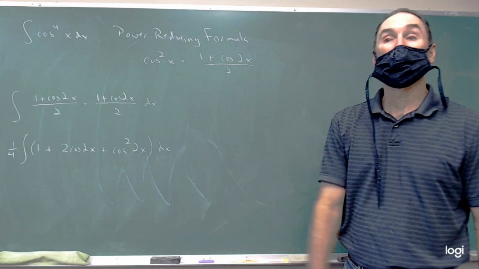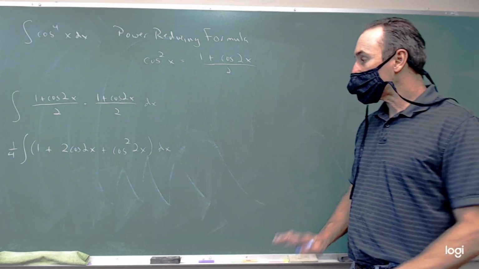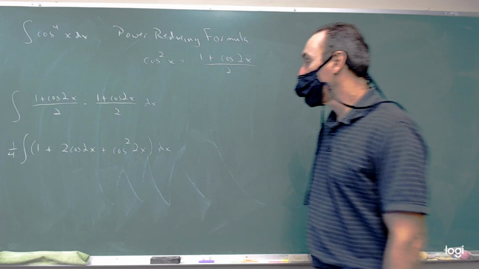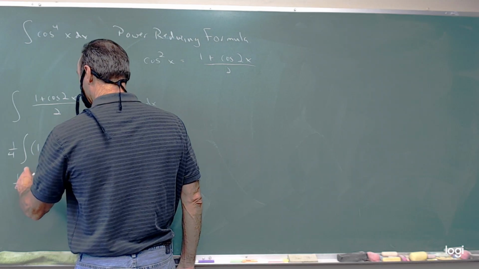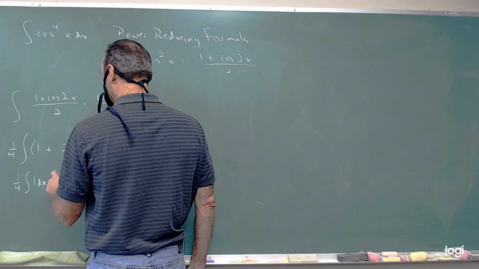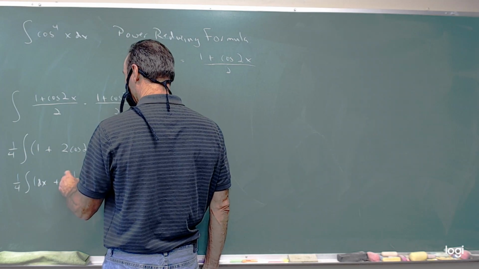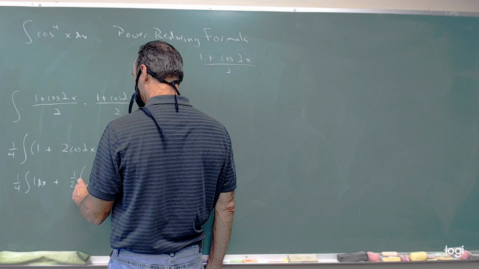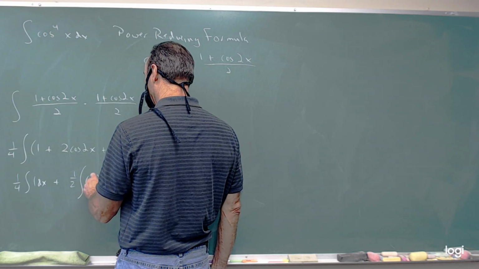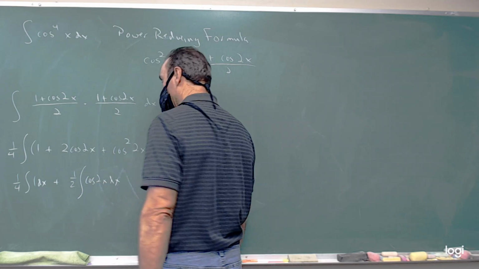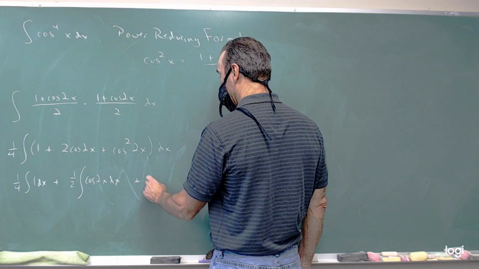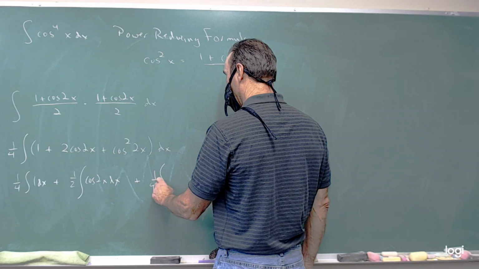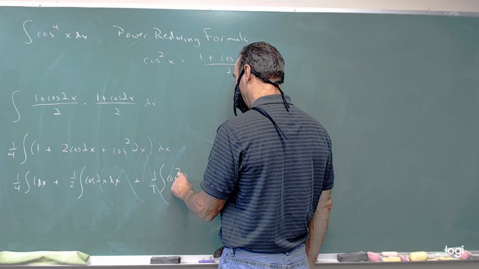We have to repeat on that one. Well, let's maybe separate these integrals out. So far, we've got 1/4 times the integral of 1, and then 1/4 times the 2 will be 1/2 times the integral of cosine of 2x, because those are integrals we can now do. We still have an issue with this next one: the 1/4 times the integral of cosine squared 2x.